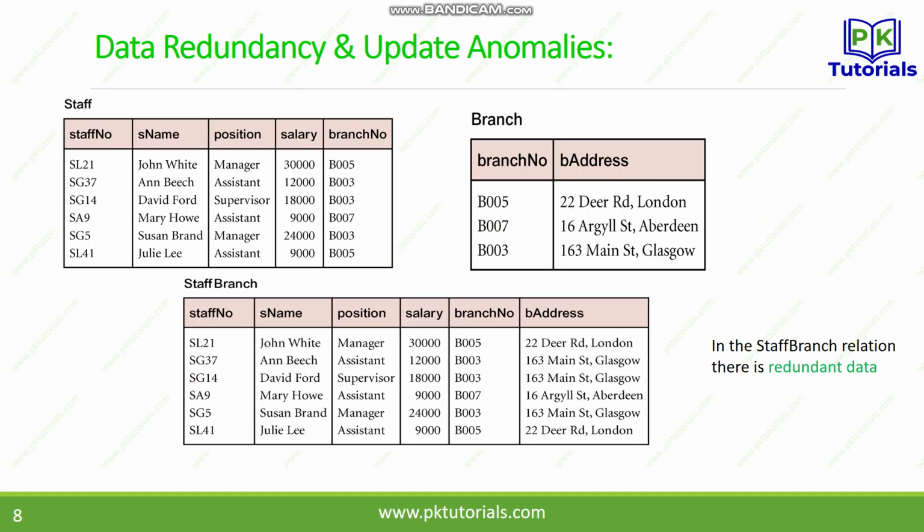So basically, if we have this staff table and this staff branch table, and we have to update, for example, the position of staff member John White, you'll have to update it in staff branch as well. We don't need that. The data is redundant. If we have to update something in staff, we have to update it in the staff branch table as well. If we have to update something in branch, we have to update it in the staff branch table as well.